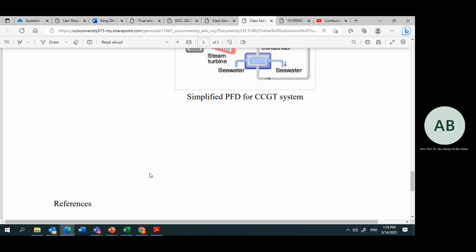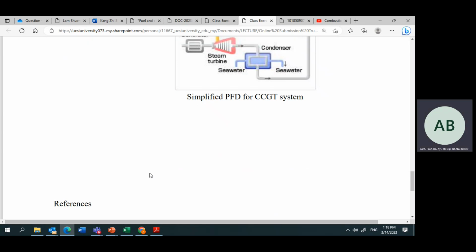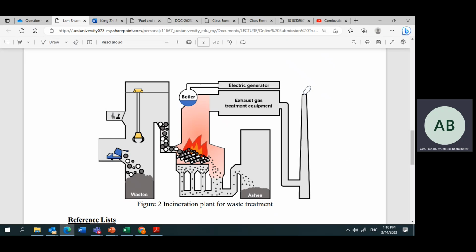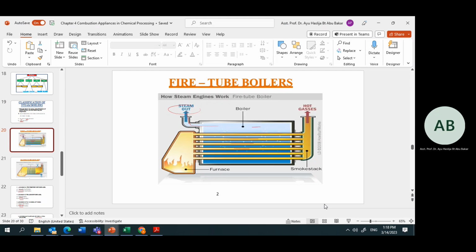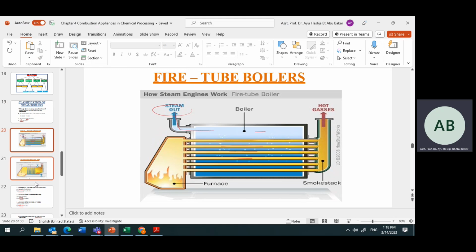So basically the combustion appliances: the furnace, as discussed by Lam Xuan over here, the incinerator, where a burner is used in the incinerator as a whole system, and also the boiler. The boiler furnace is used to supply heat to heat up the water in the boiler. So basically the furnace is the main combustion appliance in industry. We can have burners, which run only at limited temperature, but a furnace can go to much higher temperature, thousands of degrees.